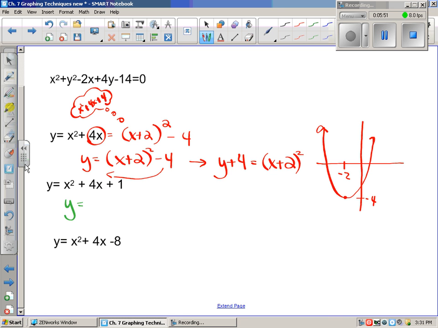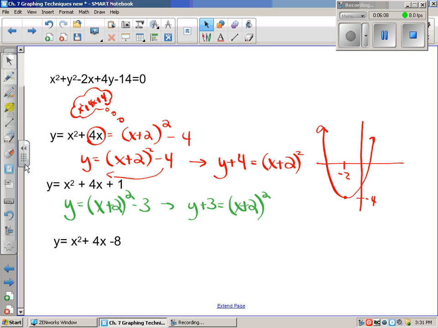So if you've returned back with me here, we're going to write that as completing the square. You should have had x plus 2 squared again. And again, it's x squared plus 4x plus 4, but we only want plus 1, so I'm going to subtract 3. To write that as a translation, then, that would be y plus 3 equals x plus 2 squared.